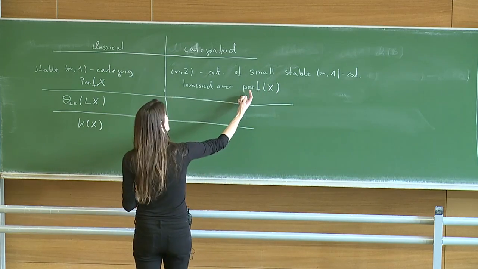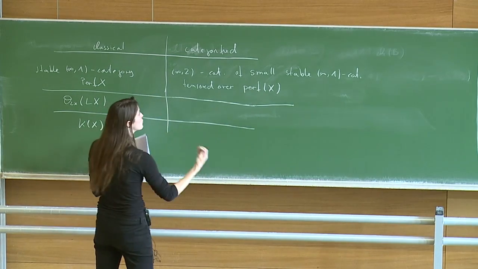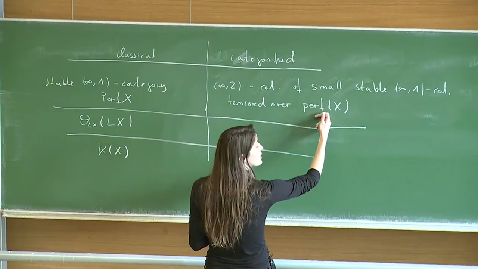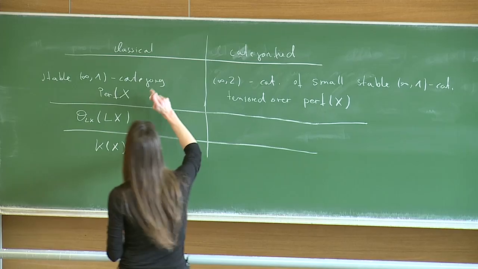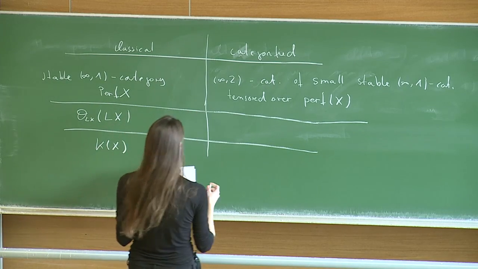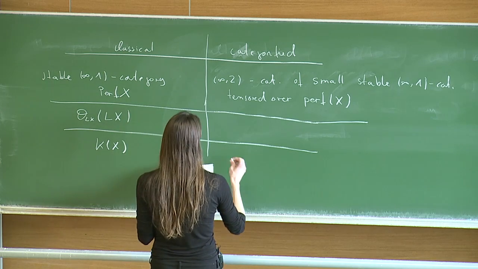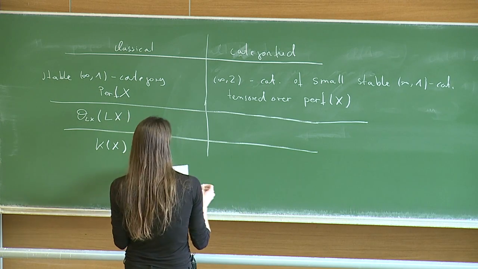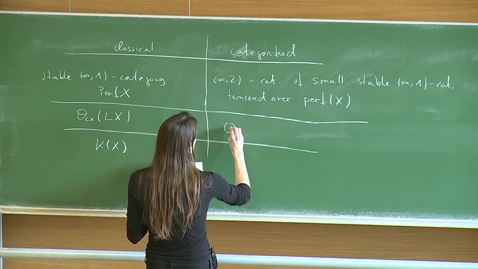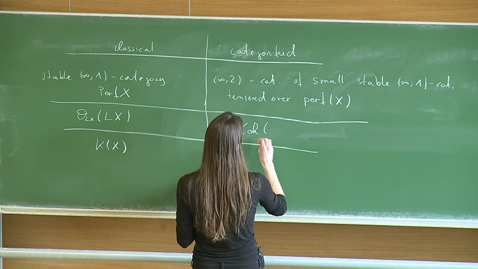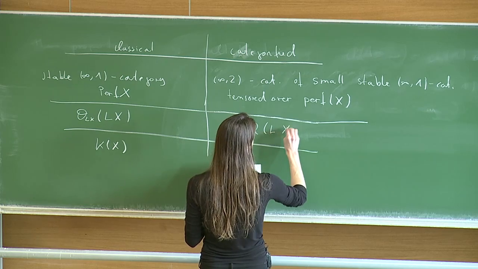And to pass from the right-hand side to the left-hand side, you have to consider the endomorphism ring of the unit. The unit of this category is perf x itself. So we land back again on this side here. Now, the structure sheaves of functions on L of x, the categorified version of this is quasi-coherent sheaves on L of x.